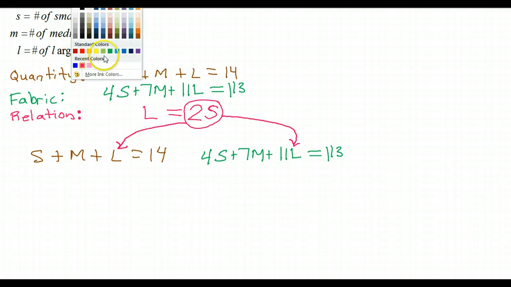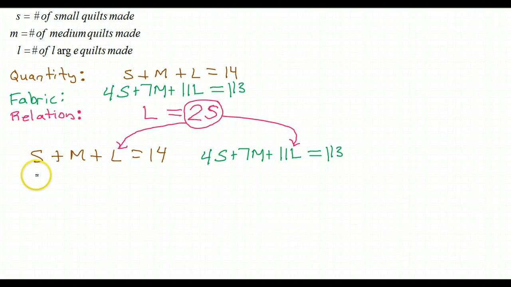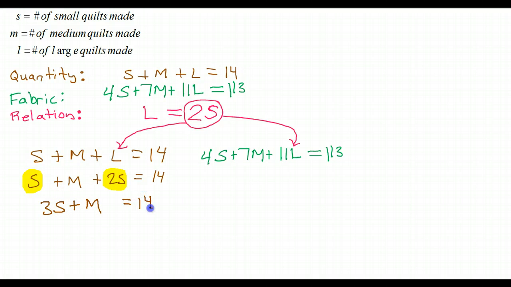Let's start with the quantity equation. So this is going to become S plus M plus 2S is equal to 14. Okay, combining the like terms, we have the S and we have the 2S, right? Let's put those together. So that's going to make 3S plus M is equal to 14.